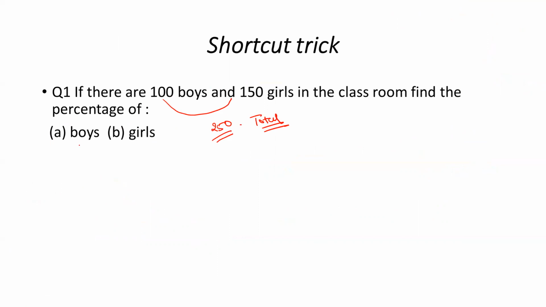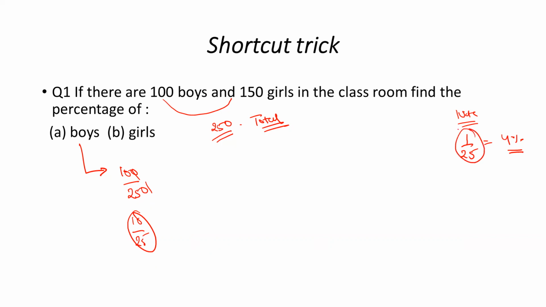Then you have to calculate boys. So boys is 100 by 250. Zero, zero cut, so it's 10 by 25. Note it here: you have to know that 1 by 25 is nothing but 4%. The fraction value of 1 by 25 is 4%. What do you have? You have 10 by 25.